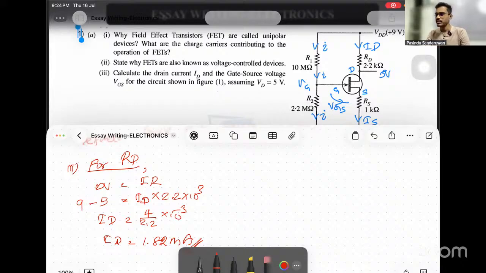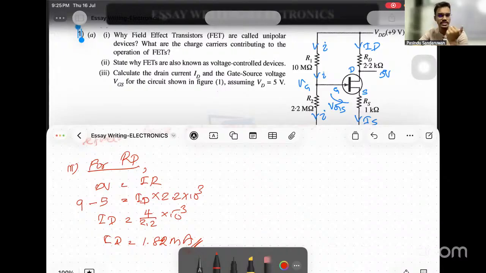The other beauty of FETs is that all FETs are solved mainly using delta V equals IR, or V equals IR. As specific equations for a FET, we have only one, and that is only for the normal configuration, not the voltage divider. For this configuration, all the questions are solved using V equals IR only. Then as a second part, it is asked about VGS. To find VGS, first we need VS.